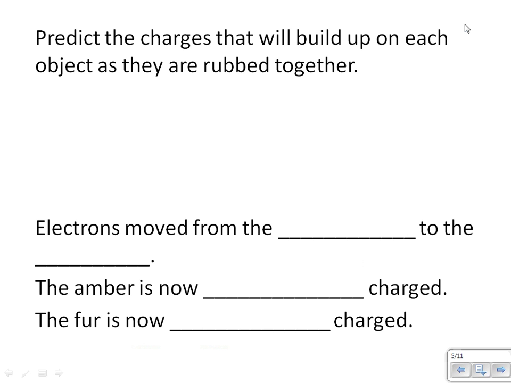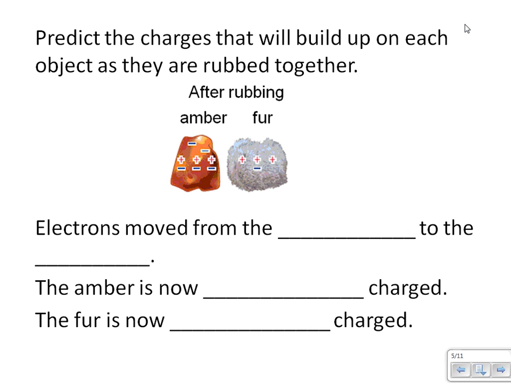So let's predict the charges that will build up on each object as they're rubbed together. After rubbing, I guess we've already done this. After rubbing, this is what the amber and the fur look like. So where did the electrons go? They moved from the fur to the amber. And like I said before, the amber is now negatively charged and the fur is now positively charged. So you can copy that into your notes.